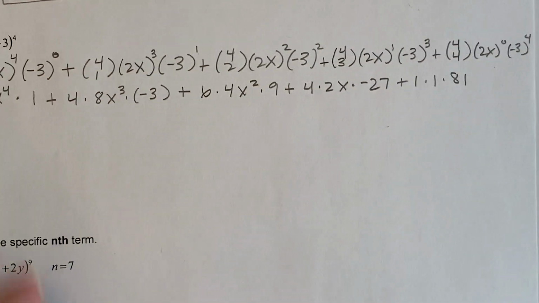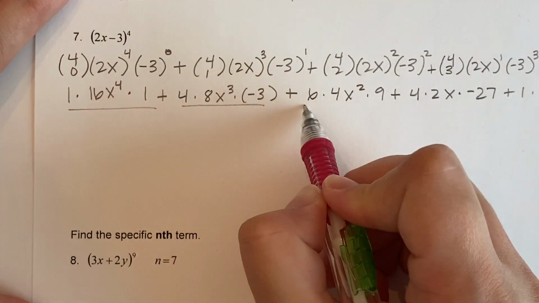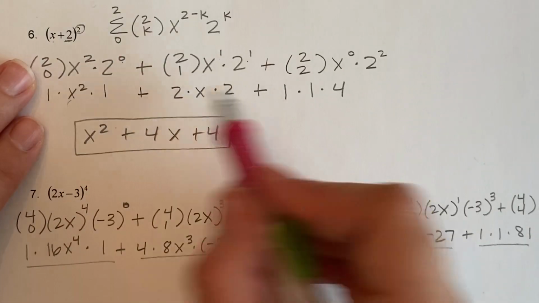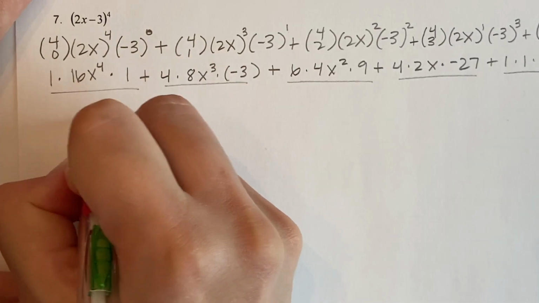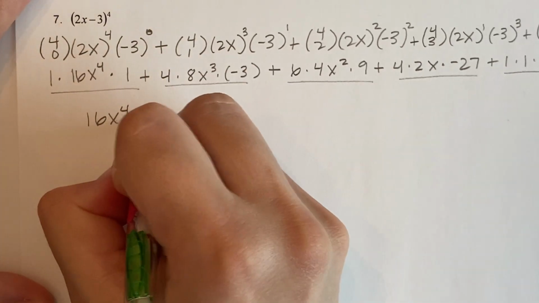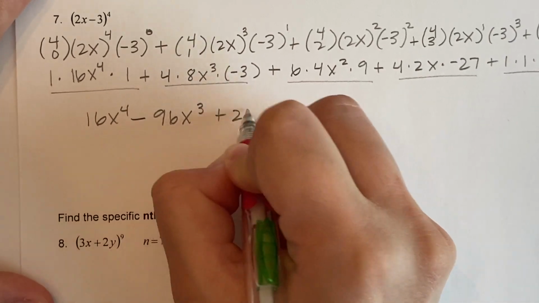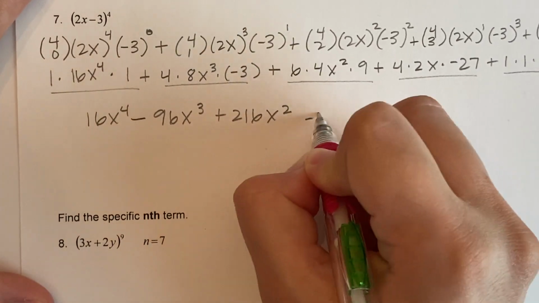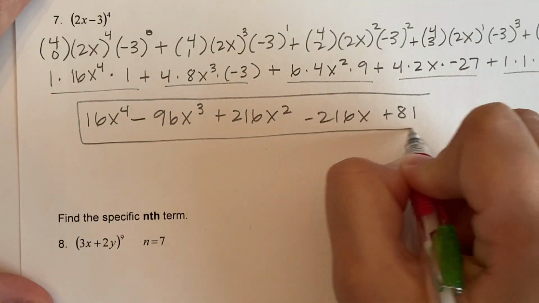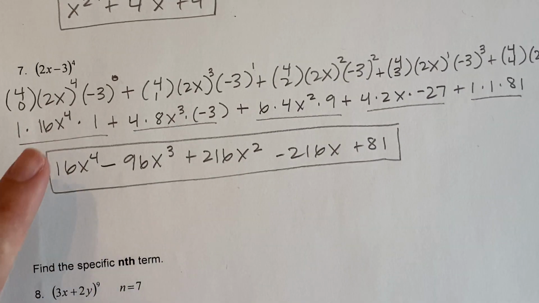Okay, again, pause the video if you're not where I'm at. But now I have each of these terms. And now I'm just going to simplify them, kind of like I did up here. Now because this is a negative, this is going to be minus instead of plus. And I'm just multiplying those numbers together. And there's our answer.